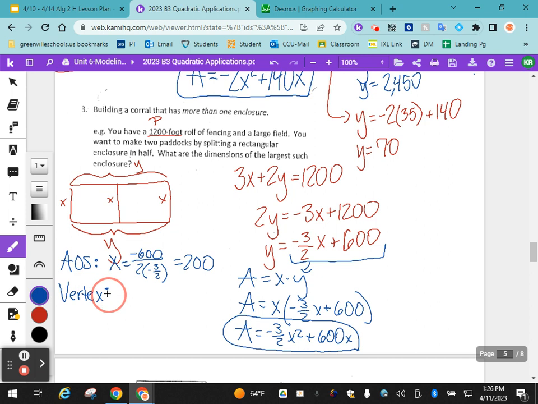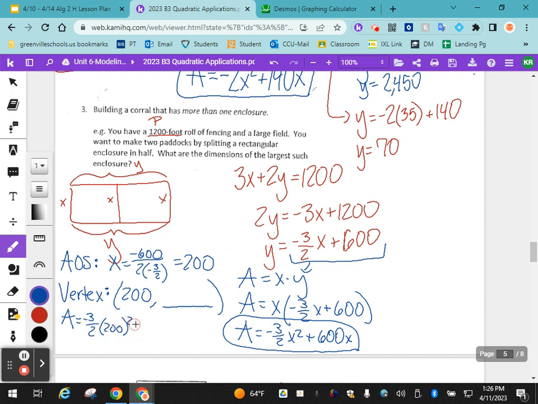Wait, so whenever you try to find the max area, you plug it back in. Yes. When you're trying to find the maximum area, you plug it into your area equation. Boom, boom, boom.